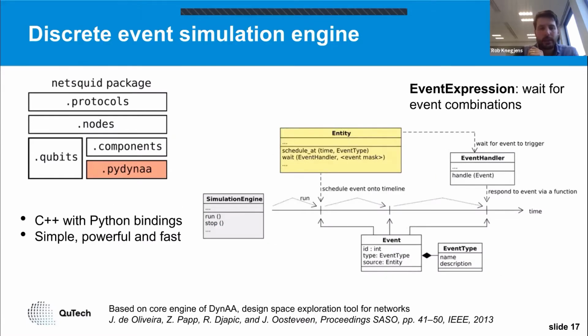This is just slightly more detail. So this core engine was developed in-house as well, but actually based on a tool developed at TNO for design space exploration of networks. So we chose it because it's conceptually quite light and fast for what we need.